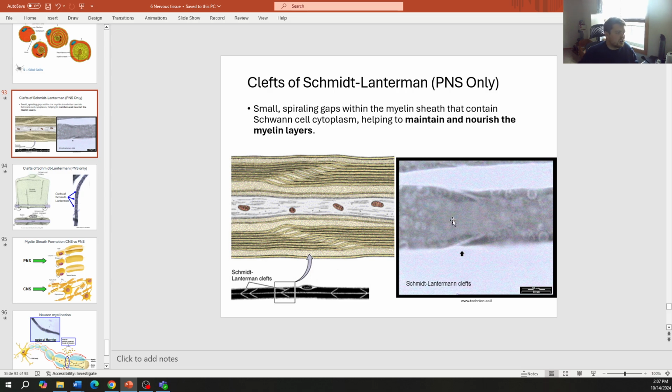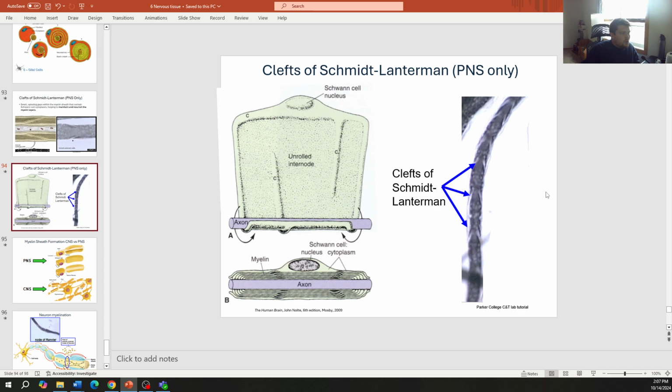A picture like this is going to come up most likely in the lab portion. They'll ask, hey, what's this? Most likely a picture just like this, or a picture just like this. This is what you're going to see, these little indents on the myelin sheath. And those are our clefts of Schmidt-Lantermann.